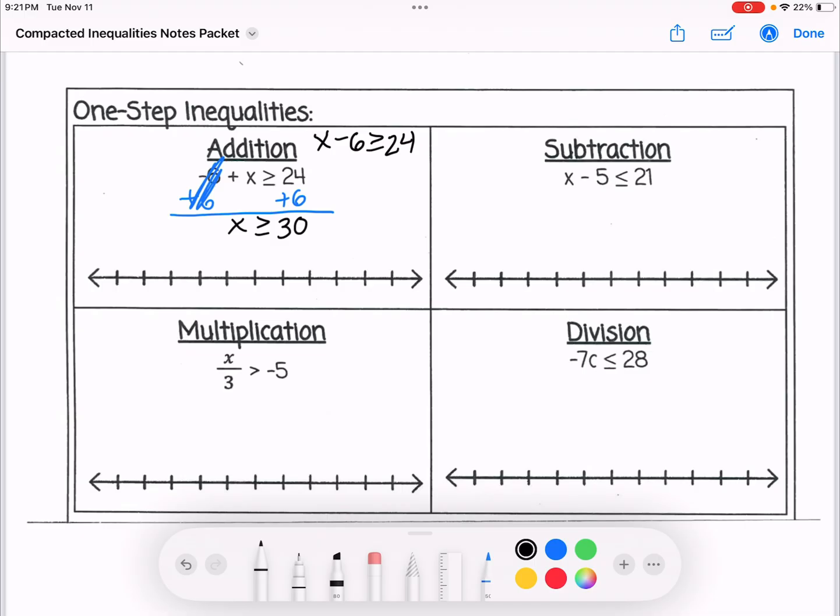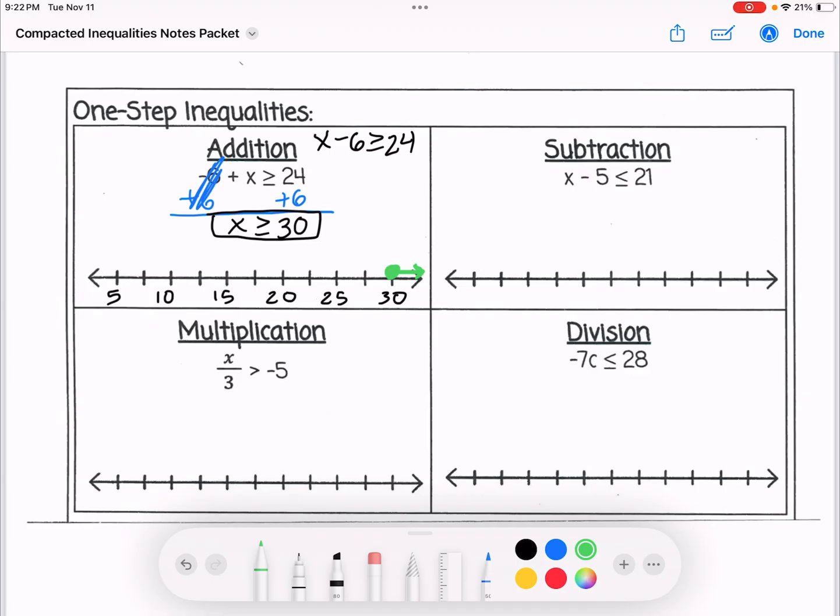Once I have my inequality, this is my answer right here, I need to graph it. So I'm going to write some numbers. How you do this is up to you. I'm going to go by 5s. And x is greater than or equal to 30, so I'm going to put a closed circle on 30, and I'm going to shade in the direction of things that are greater or bigger than 30. And that would be my graph.